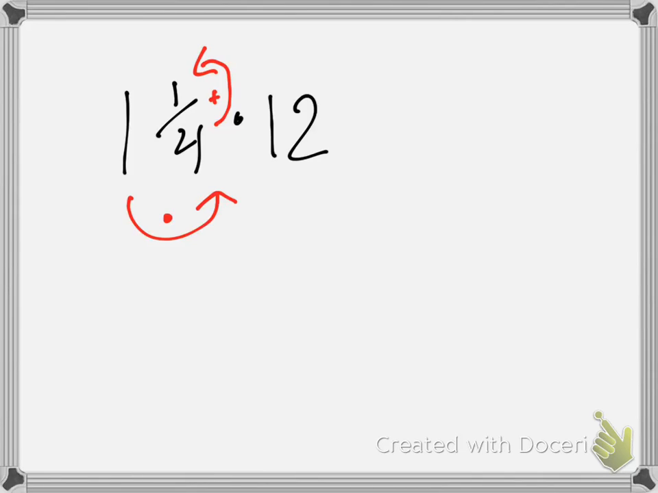What's 1 times 4, Nathan? 4. What's 4 plus 1? 5. Excellent. And then what do we do? Is 5 just our answer? No. What do we need to do?